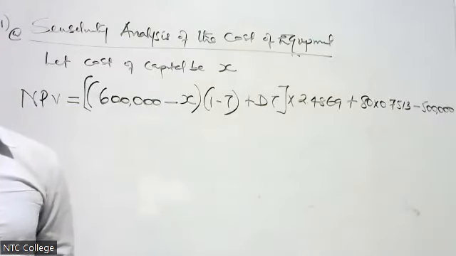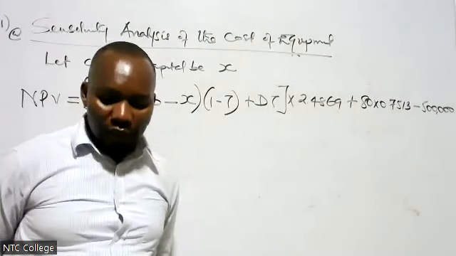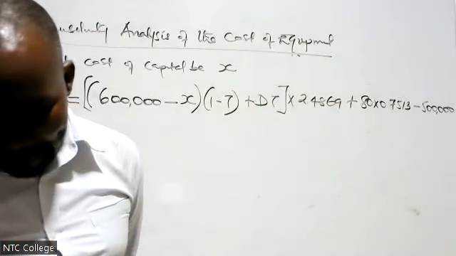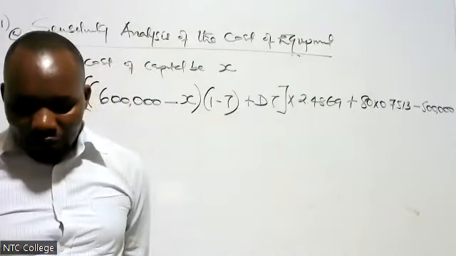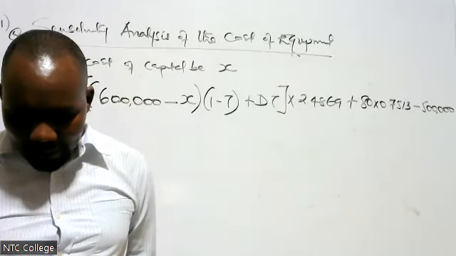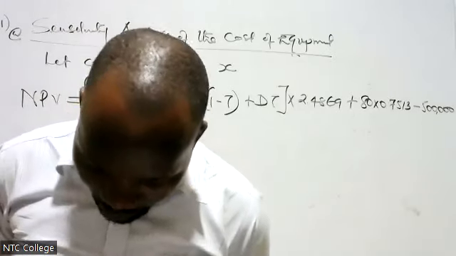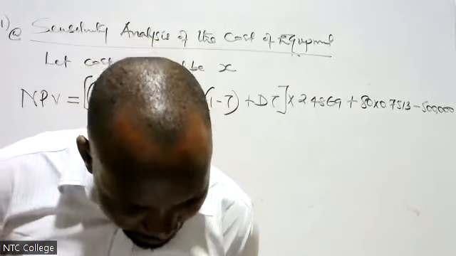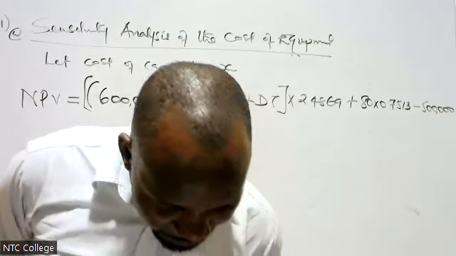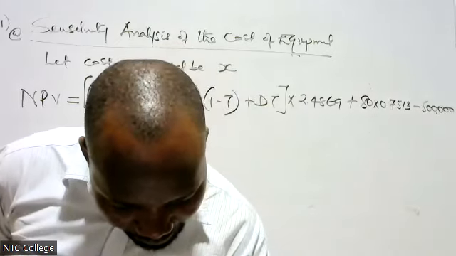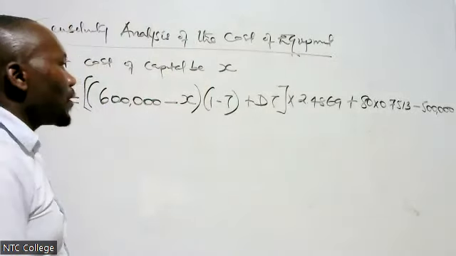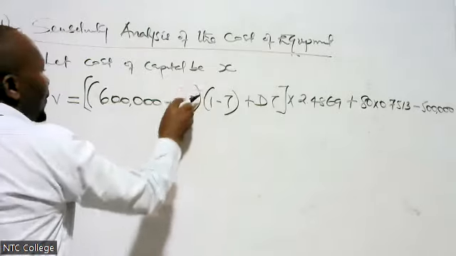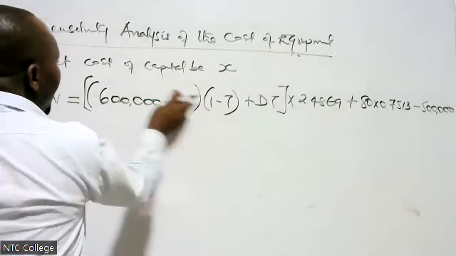I thought the cost of machine is the initial cost. So what is the examiner saying? The cost of the machine, not the running cost. Carry out sensitivity analysis of the cost of equipment. Yes, you are right. The cost of equipment. So it is the one that we have X. Cost of equipment, not running cost.